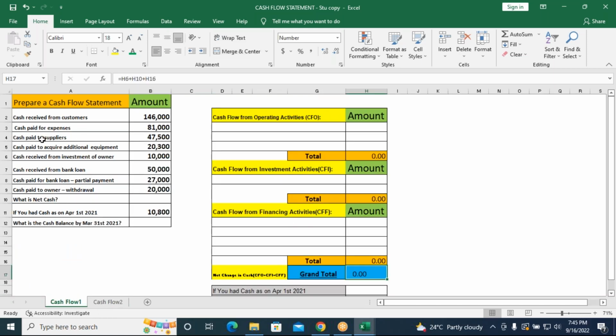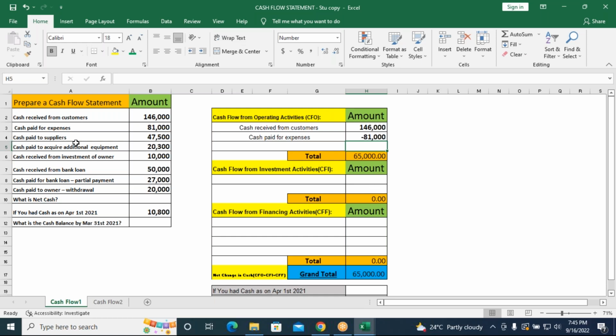Okay. So first one, cash received from customers. It is revenue, right? So it will be under operating activities. I'll select this and put it here with the value. Revenue means the amount is getting added, the amount is coming into my business. Next, cash paid for expenses. Expenses means the amount that is spent. It comes under operating activities. I'll select this and put it here with the value. Expenses means the amount is going out, so I'll show it in negative.